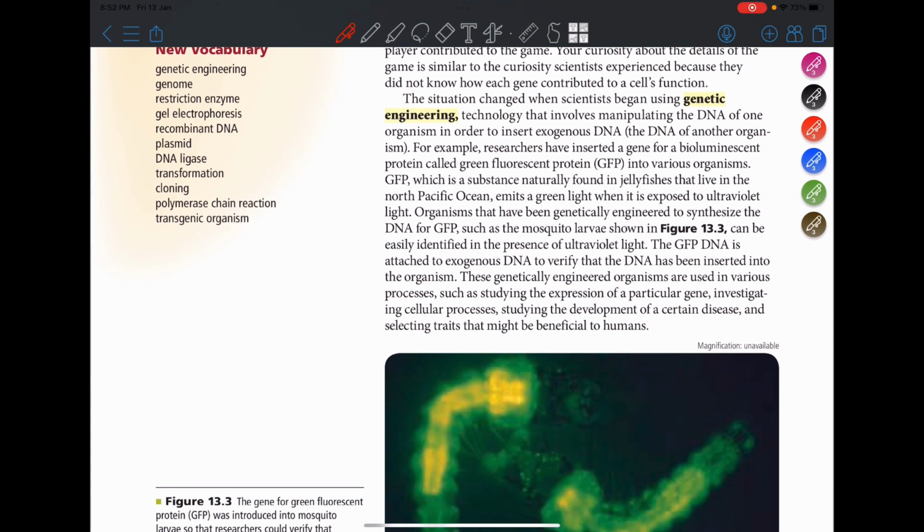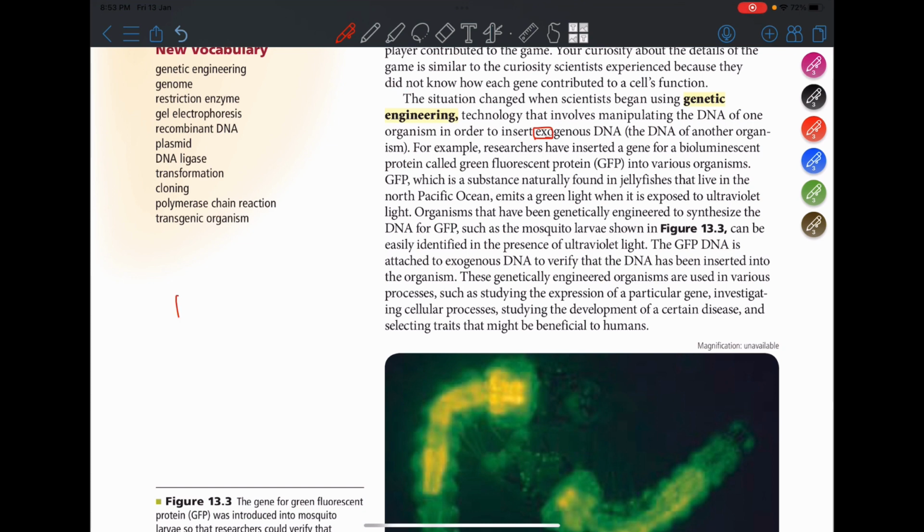So scientists started using genetic engineering, which is a technology that involves manipulating DNA. When I say manipulating DNA, I mean cutting, pasting, cropping DNA. So we're cutting pieces, we're adding pieces, stuff like that. We manipulate the DNA of one organism to insert exogenous DNA. And what does that mean? That means the DNA of another organism. Now, when they tell you exo, that means it's outside. So it's not the DNA of this organism. It is the DNA of another organism being inserted into this organism.